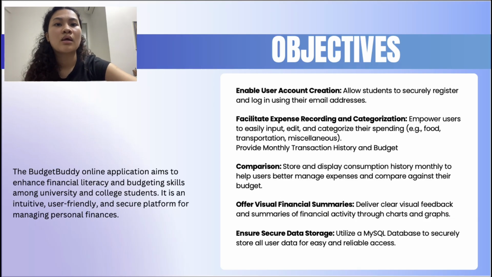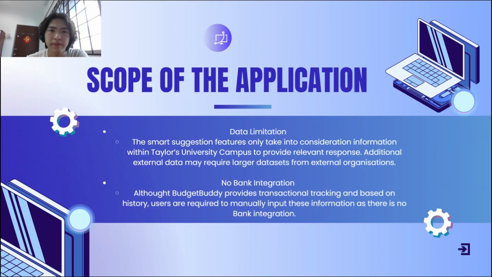To make financial data easily digestible, our fourth objective is to offer visual financial summaries. We'll present clear visual feedback and summaries of financial activity through engaging charts and graphs, making it simpler to grasp their financial health at a glance. Finally, and critically important, is our objective to ensure secure data storage. We will utilize a MySQL database to securely store all user data, ensuring it's easily accessible and reliable whenever they need it. Let's look at what our app can and cannot do.